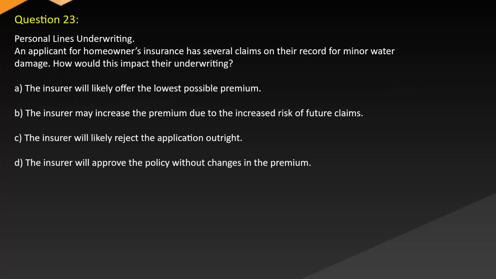Question 23. Personal lines underwriting. An applicant for homeowners insurance has several claims on their record for minor water damage. How would this impact their underwriting? A. The insurer will likely offer the lowest possible premium. B. The insurer may increase the premium due to the increased risk of future claims. C. The insurer will likely reject the application outright. D. The insurer will approve the policy without changes in the premium.